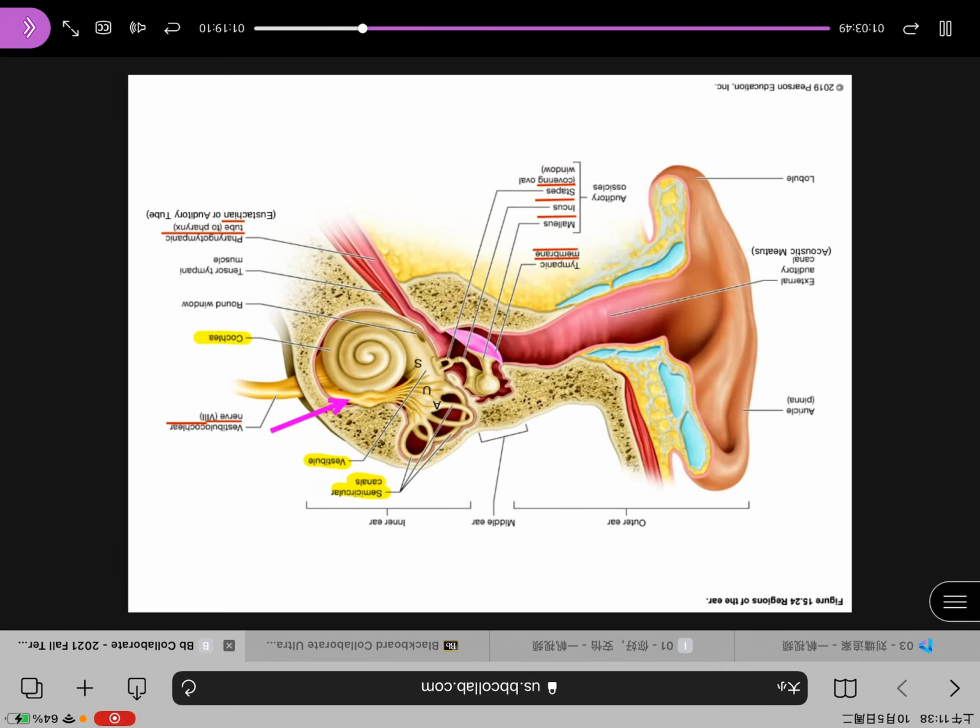the vestibular nerve. Guys, hold on a minute. We'll take a break in another couple of minutes.